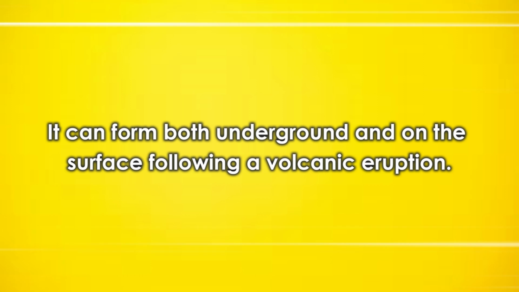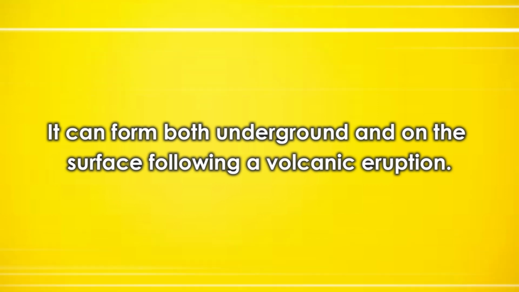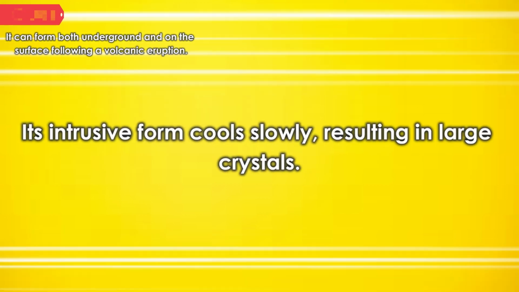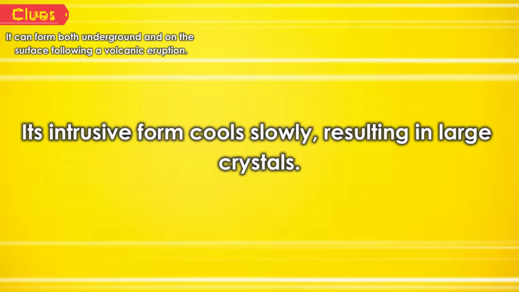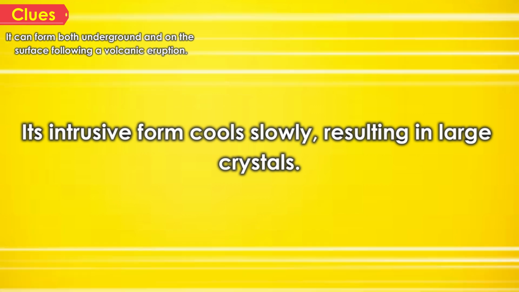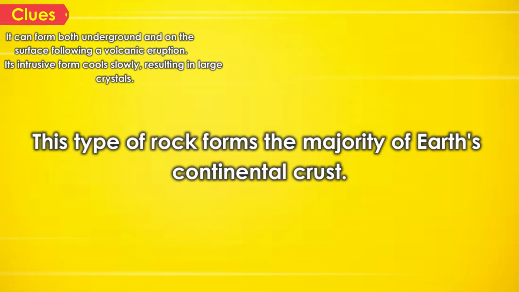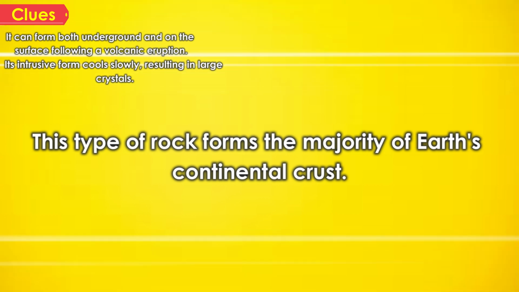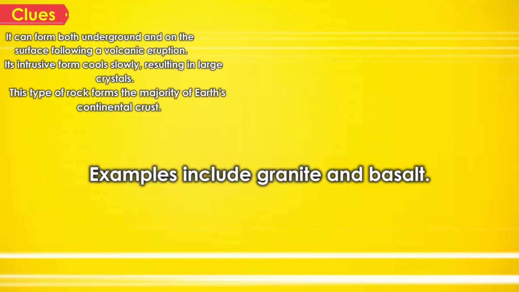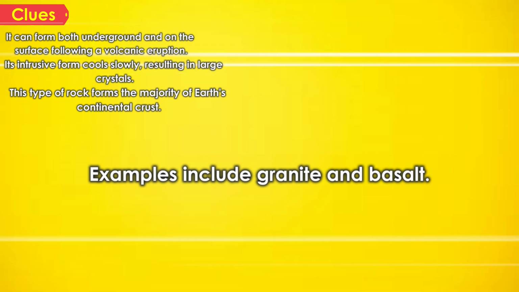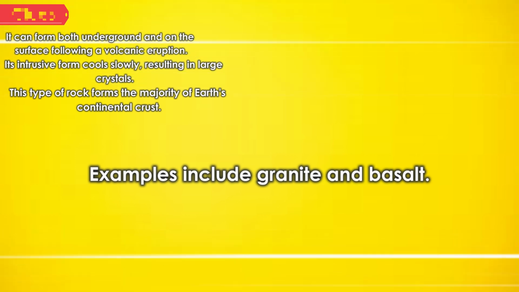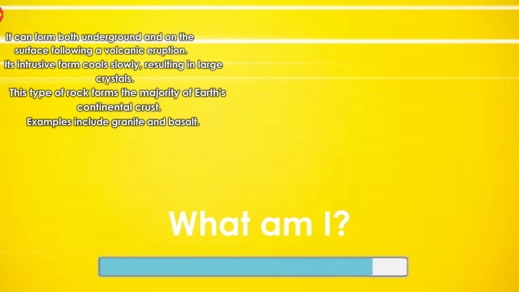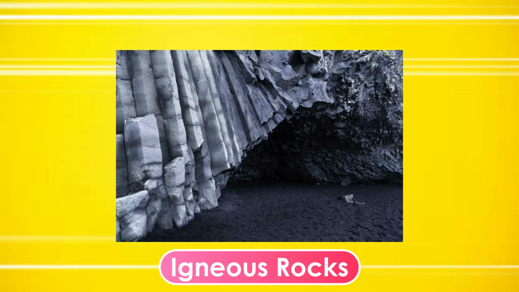It can form both underground and on the surface following a volcanic eruption. Its intrusive form cools slowly, resulting in large crystals. This type of rock forms the majority of the Earth's continental crust. Examples include granite and basalt. Igneous rocks.